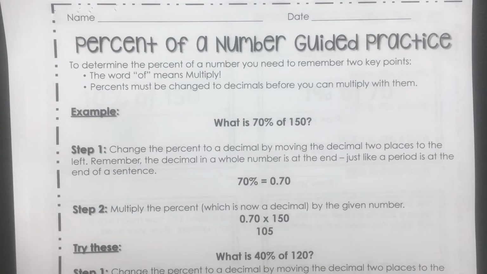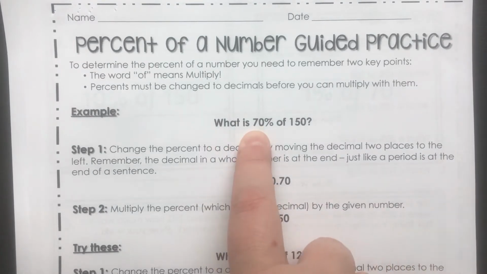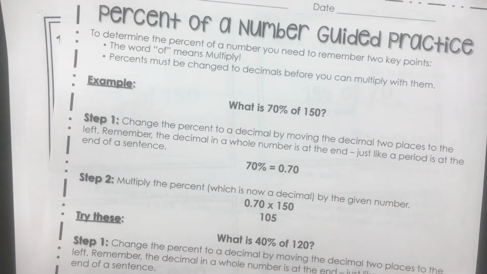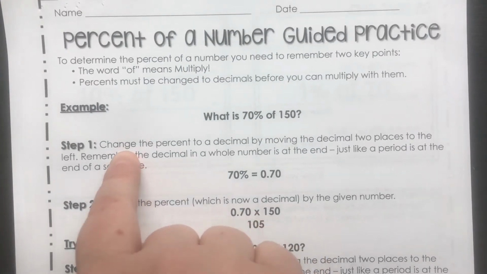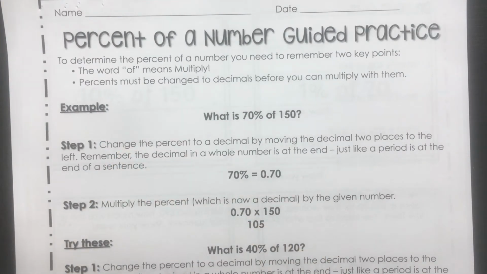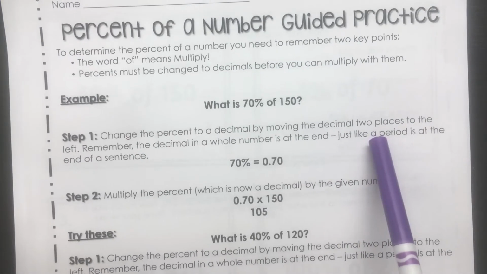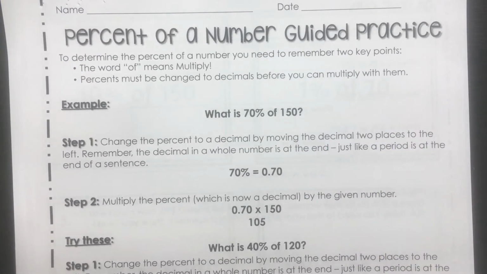All right, so here's our example. It says, what is 70% of 150? So first step, change the percent to a decimal by moving the decimal 2 places, aka you are dividing by 100. Okay, when it says moving the decimal 2 places, that's because you are dividing by 100. Percents are out of 100. And you guys practiced that yesterday.